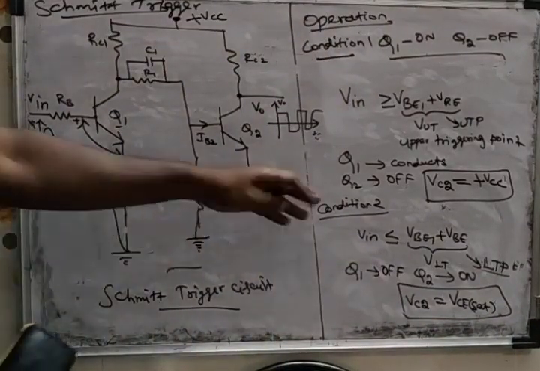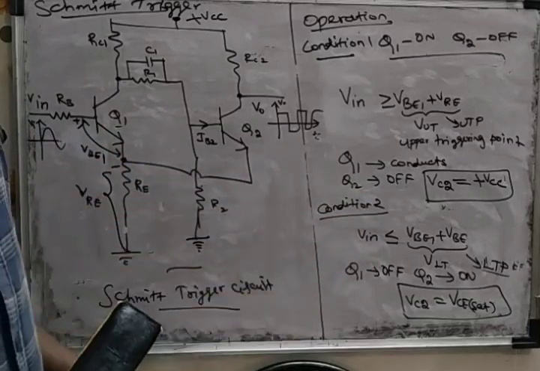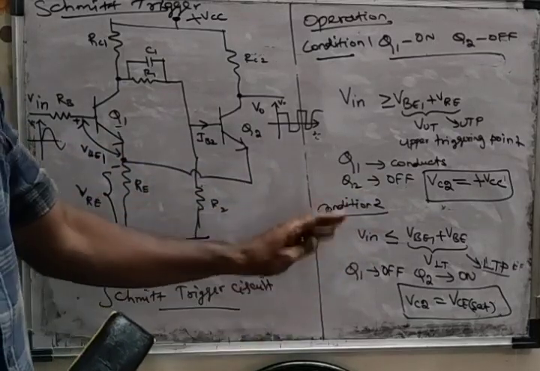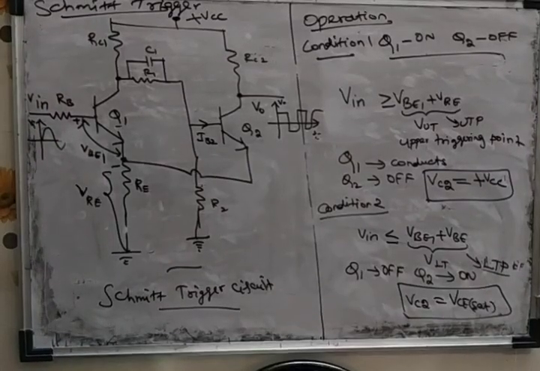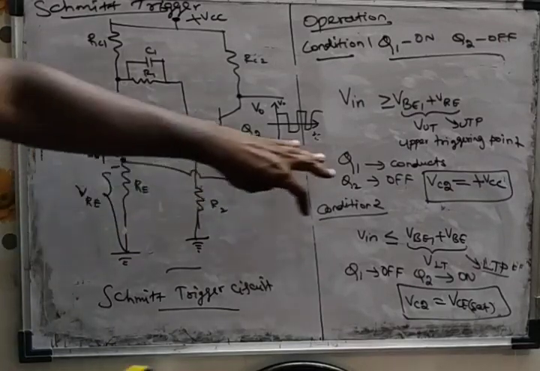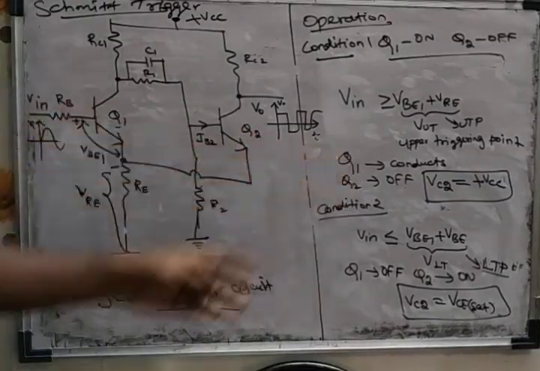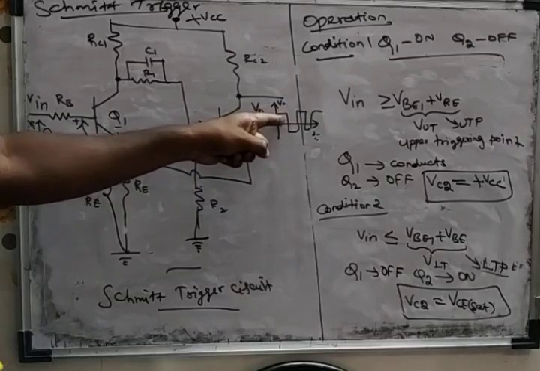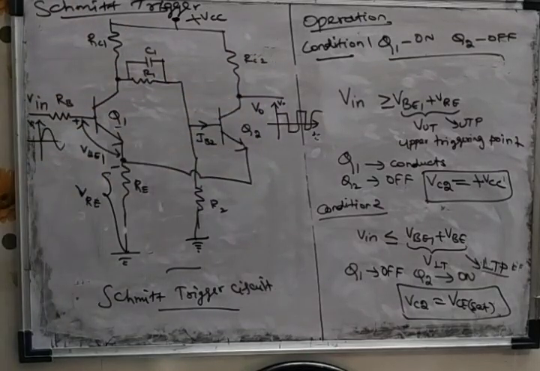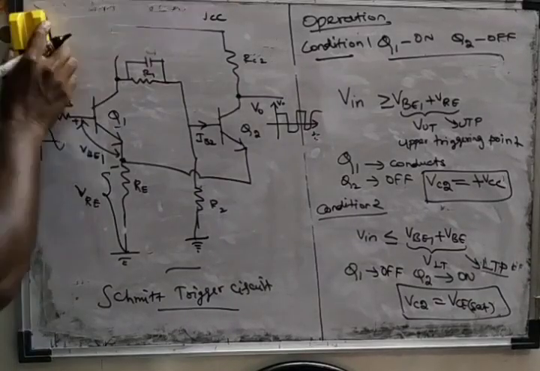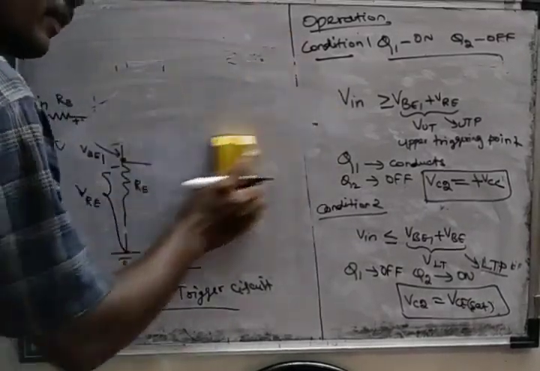So these two conditions happen alternatively in Schmitt trigger circuits. These two conditions will happen again and again. We are getting a square wave at the collector output of transistor Q2. Let me draw the waveform.